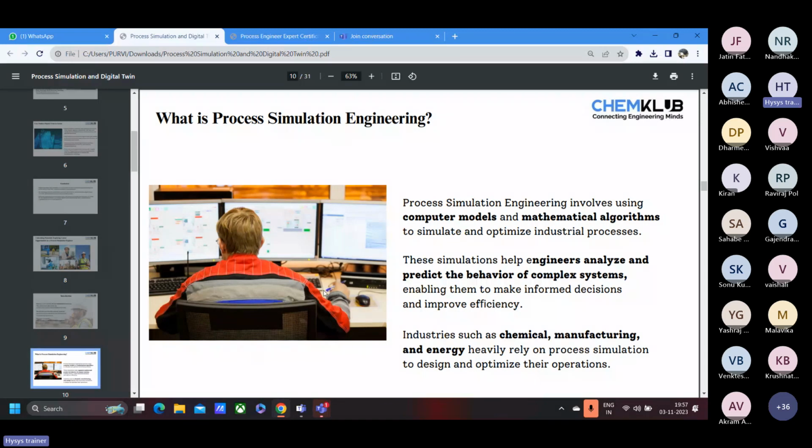Industries such as chemical manufacturing, energy, and power also rely on this kind of software to optimize their operations.